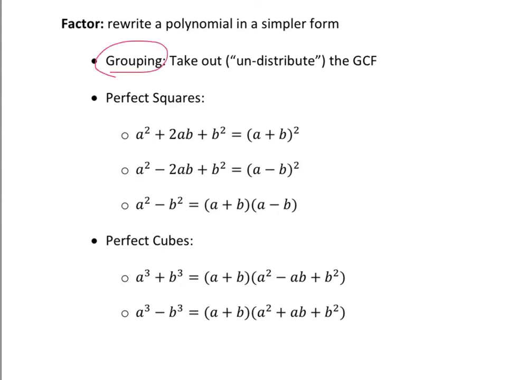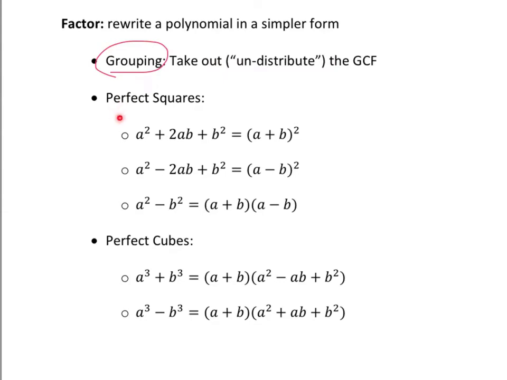So this grouping thing is basically taking out the greatest common factor. That's why this comes right after the greatest common factor stuff, okay? Now, another word for taking out is undistribute. Think of it as undistributing something, because you all know the distributive property very well. All we're going to do is the reverse opposite of distributing, undistribute it, okay?